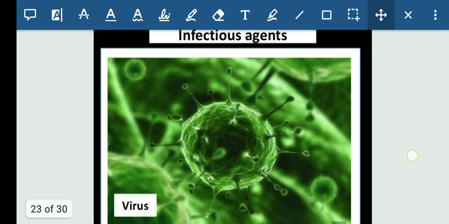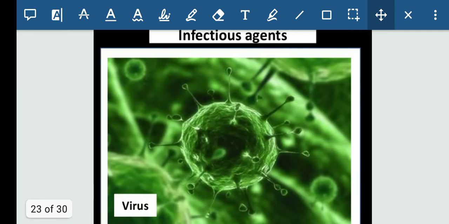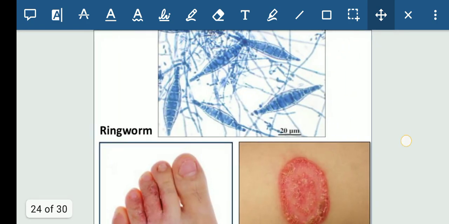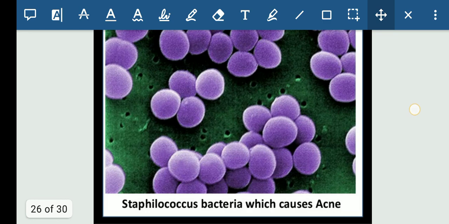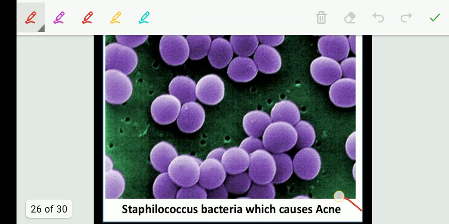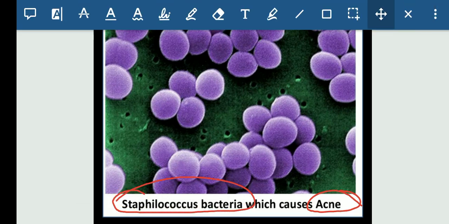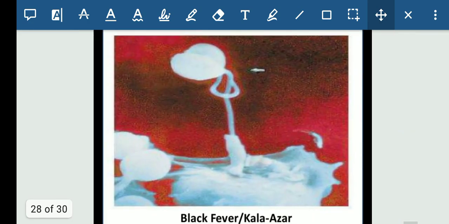Now you all can see these are the infectious agents. Viruses, bacteria. See, the acne that occurs on your face during puberty, the main cause of it is Staphylococcus bacteria. We'll be discussing these things, protozoans. Fine.